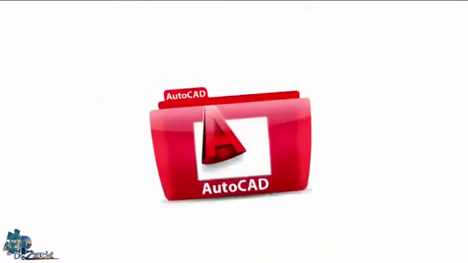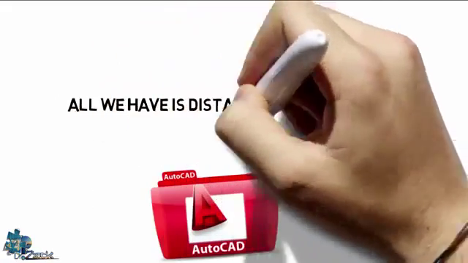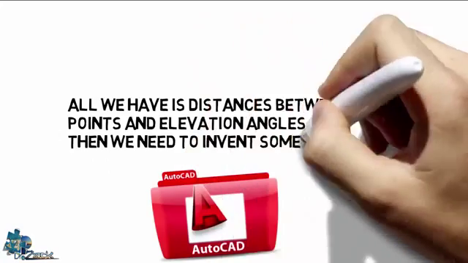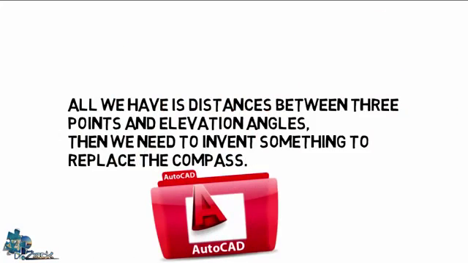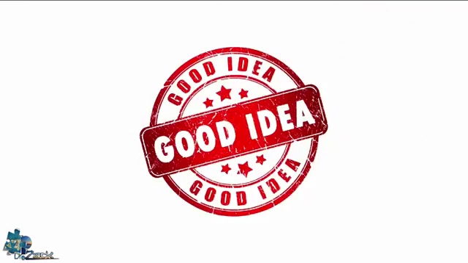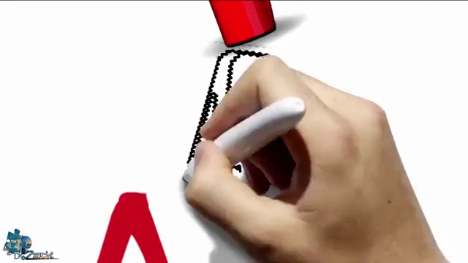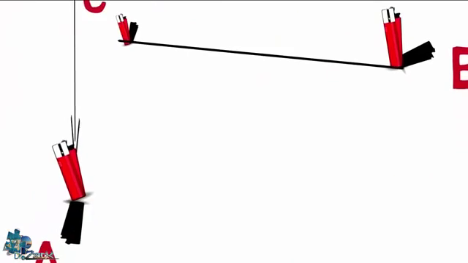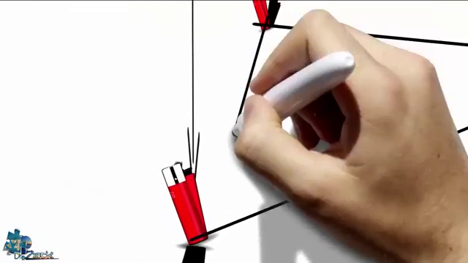So if we are going to draw this in AutoCAD, and all we have is distances between 3 points and elevation angles, then we need to invent something to replace the compass. And I got a pretty good idea. So these are the 3 points, A, B, and C. I'm going to place 3 objects on each point to get the shadows and to measure the elevation angles. And I'm going to measure the distances between these 3 points.